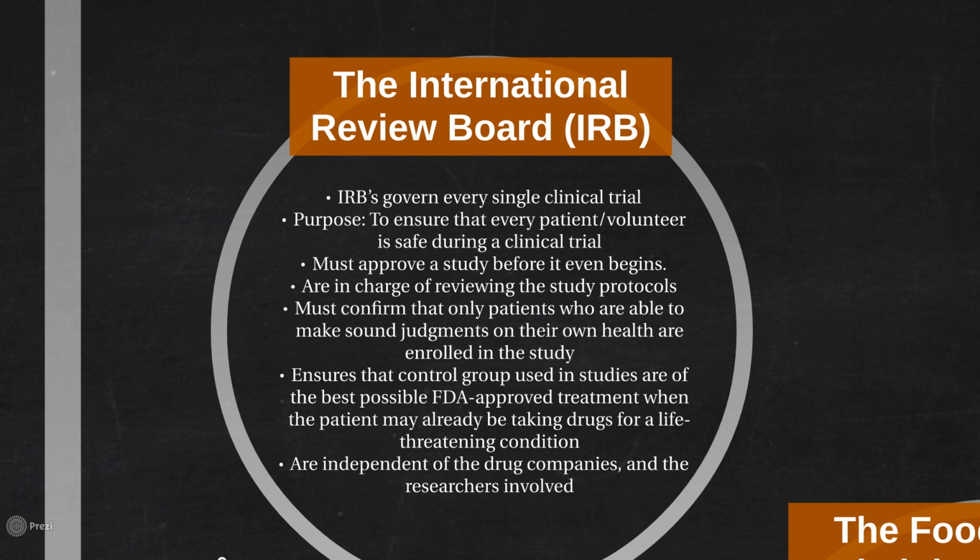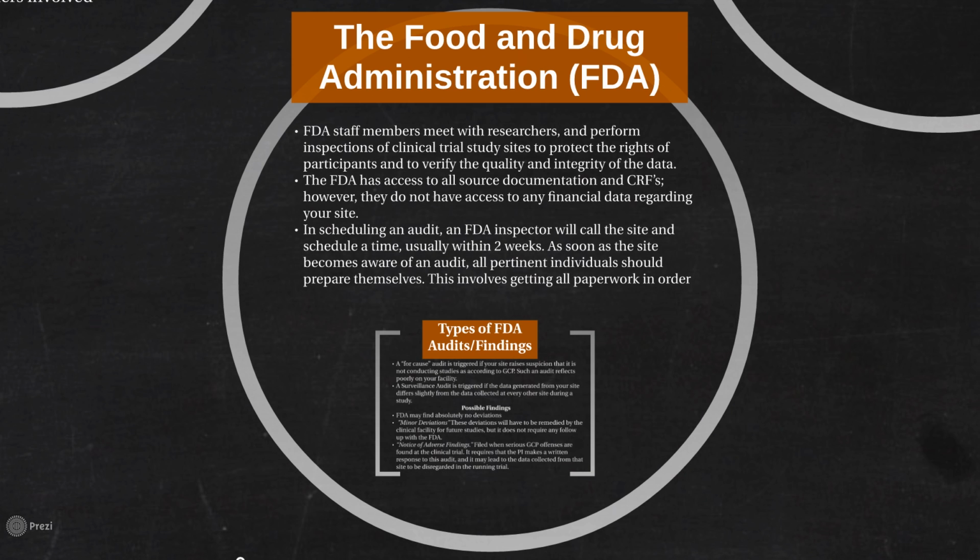This is especially important in cancer studies where you can't give someone a placebo. So if they're not getting the study drug, the control group has to still get the best possible FDA-approved treatment for life-threatening conditions. And these IRBs are independent of the drug companies and the researchers. So they're neutral third parties.